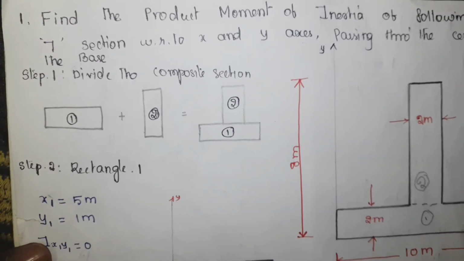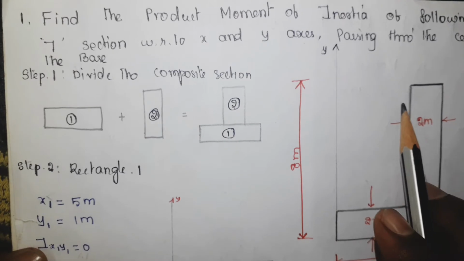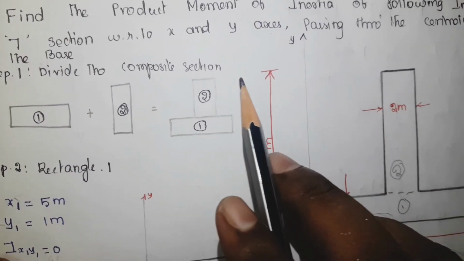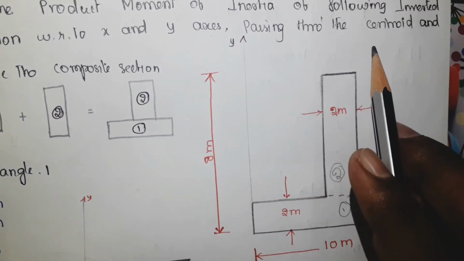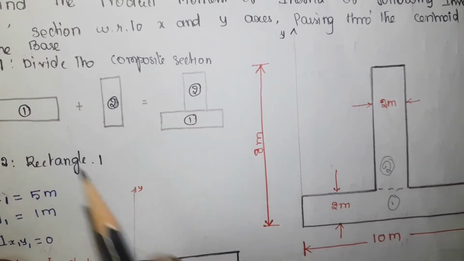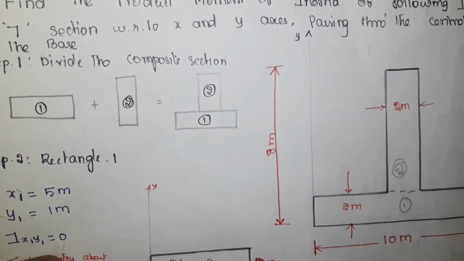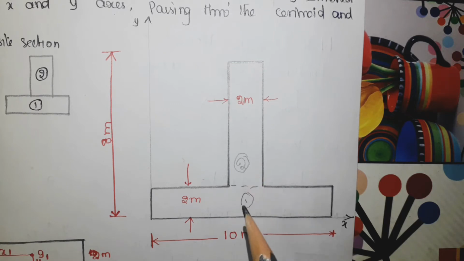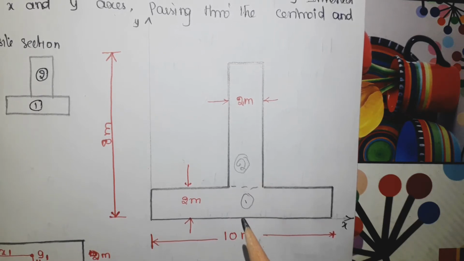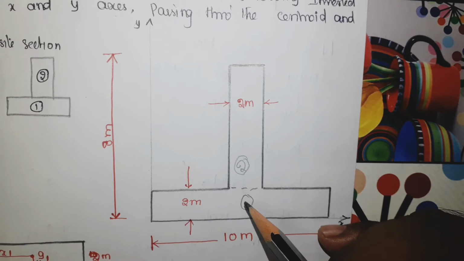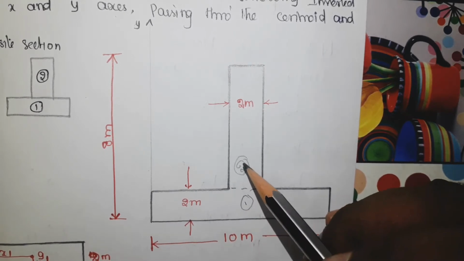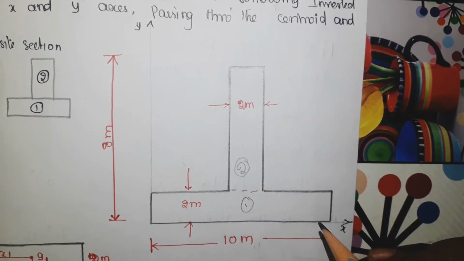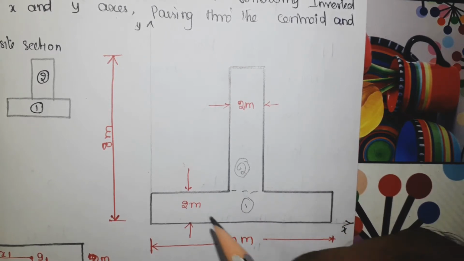Find the product moment of inertia of the following inverted T section with respect to the x and y axes passing through the centroid and the base axis. Now this is the given inverted T section. The first step is to divide this composite object into small sections of regular shape. So here is the first section and here is the second section. The first section has 10 meter width and its height is 2 meter.